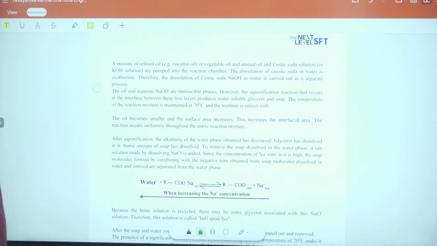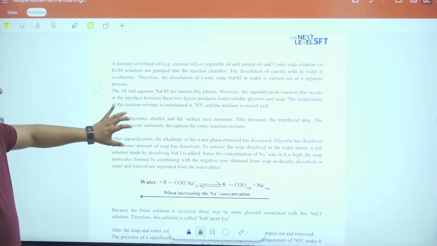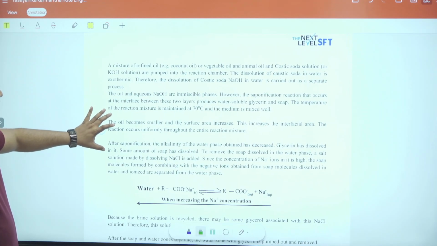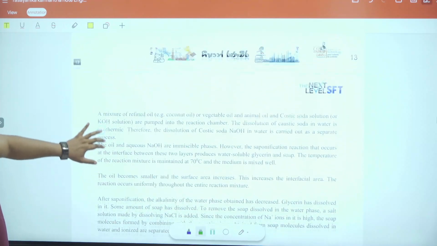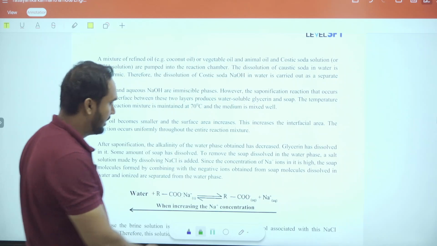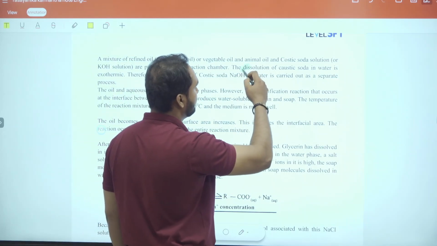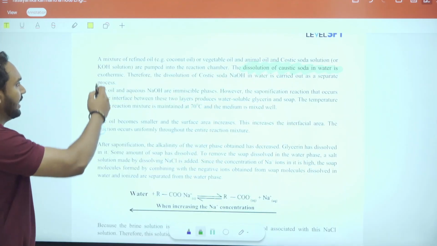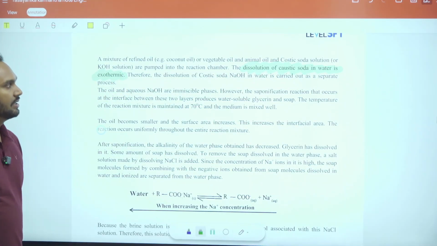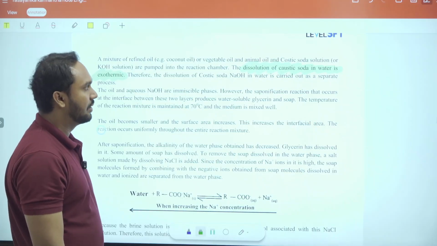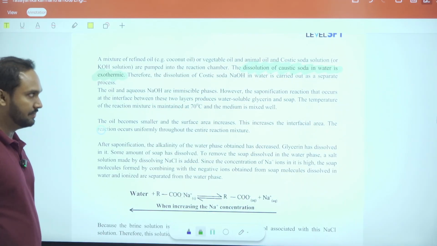Right, come to the theory now. A mixture of refined oil or vegetable oil and animal oil and caustic soda solution or KOH solution are pumped into the reaction chamber. The dissolution of caustic soda in water is exothermic. Highlight it. Therefore, the dissolution of caustic soda, NaOH, in water is carried out as a separate process. That is also important.